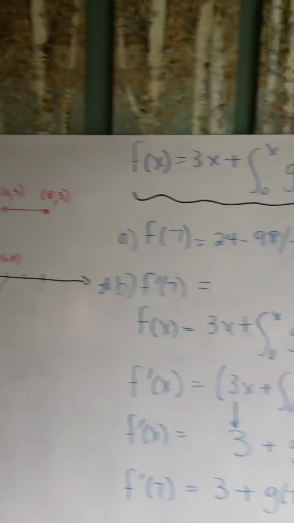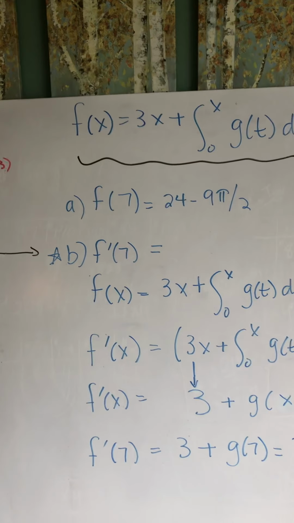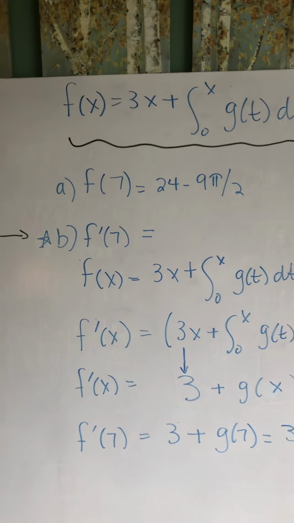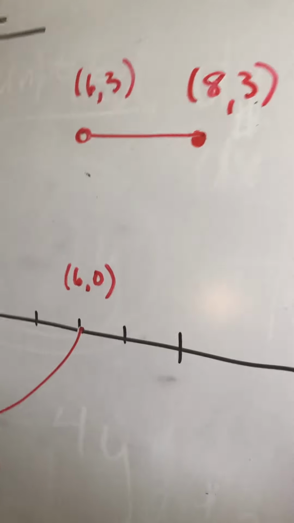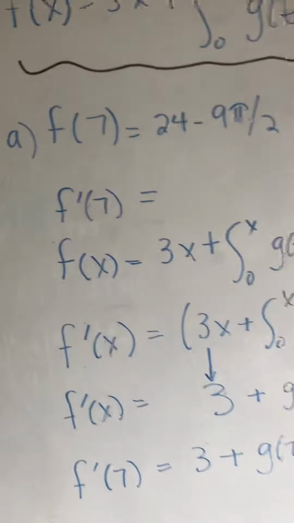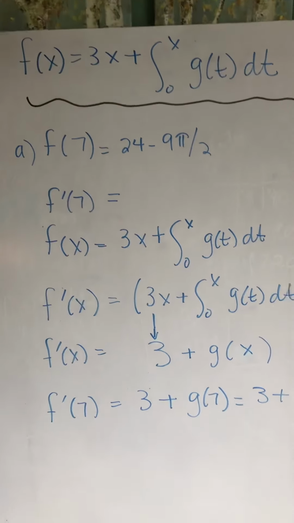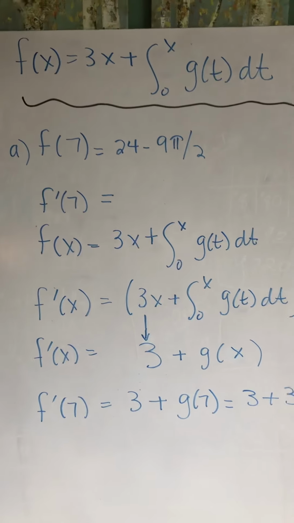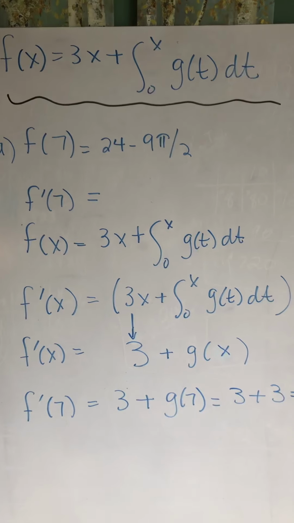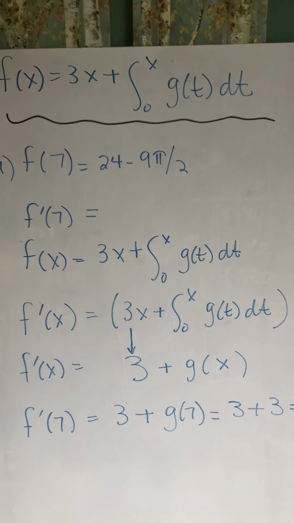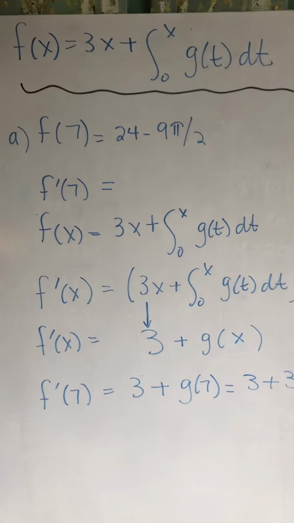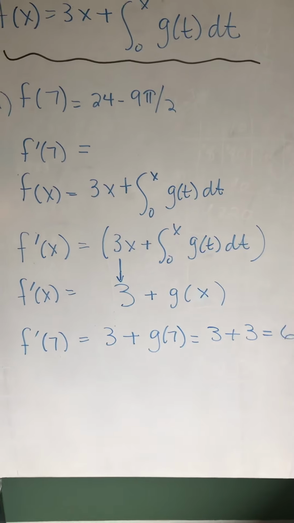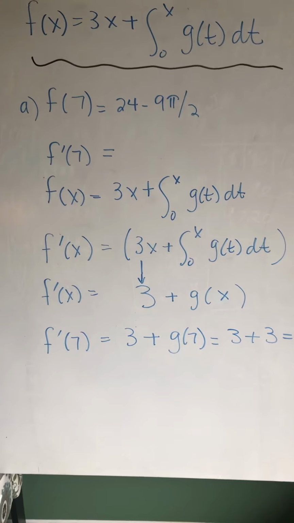So on 2A, there really wasn't a B there. They asked you for f of 7, and it sounds like you didn't need help on that because you mentioned the number 3. So I have 24 minus 9 pi over 2 there. If you need help on that, let me know. I think what you were asking about is they were asking for the derivative of f at 7, right?